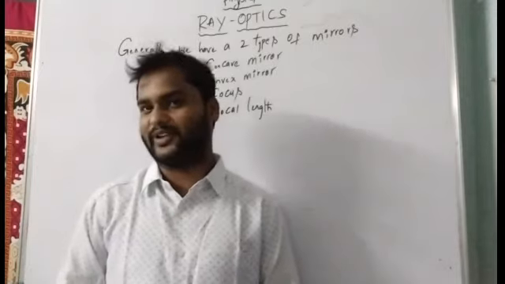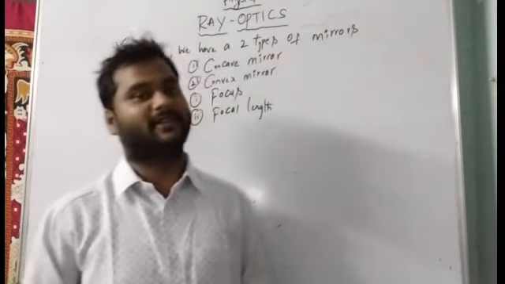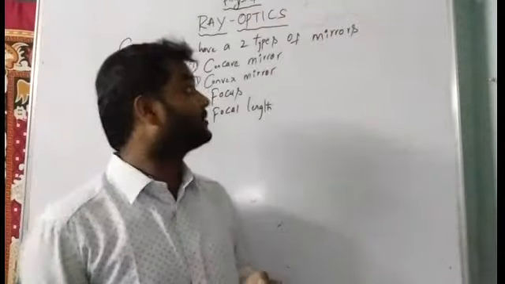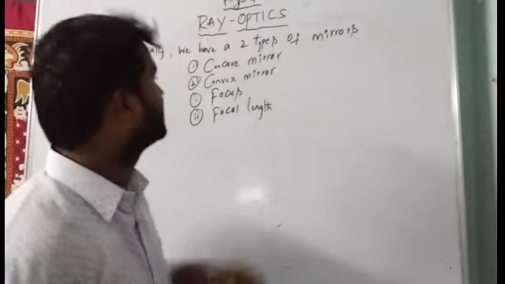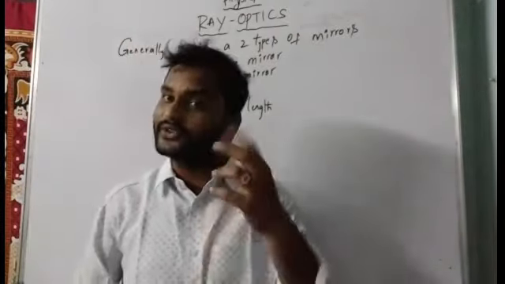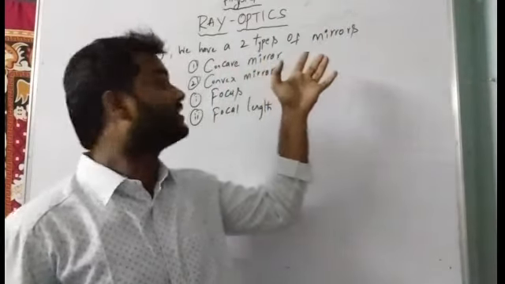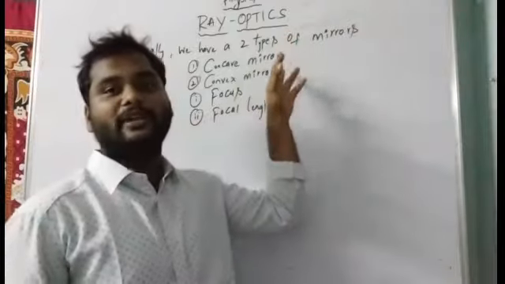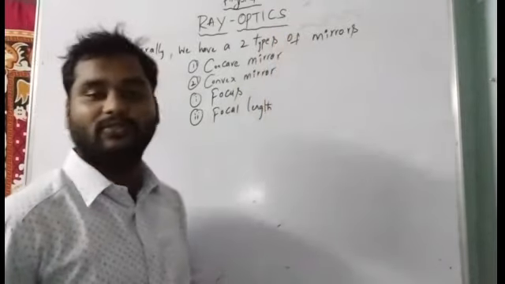In the last class, we have seen many introduction topics in ray optics. So, the topics I discussed in yesterday's class: once again, concave mirror and convex mirror. We have two types of mirrors, that is concave mirror and convex mirror, which I have already discussed. Next, focus and focal length.